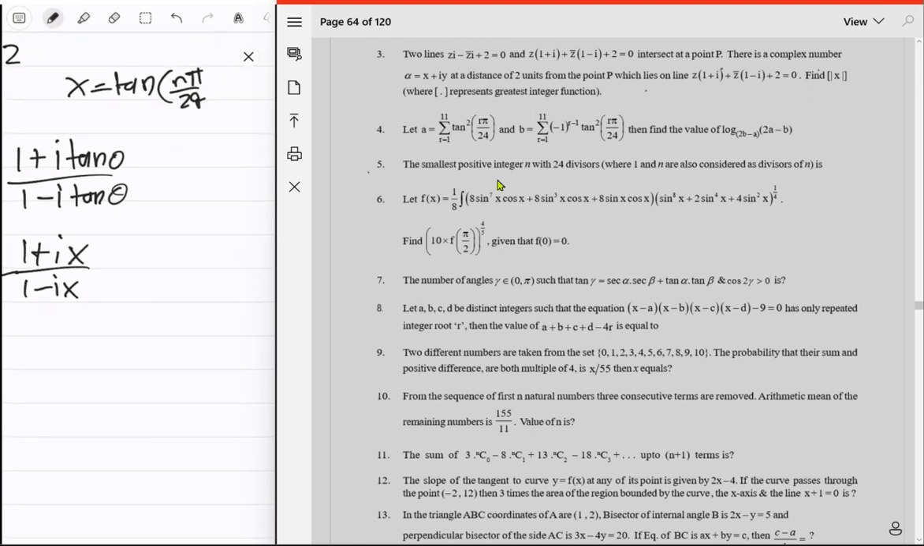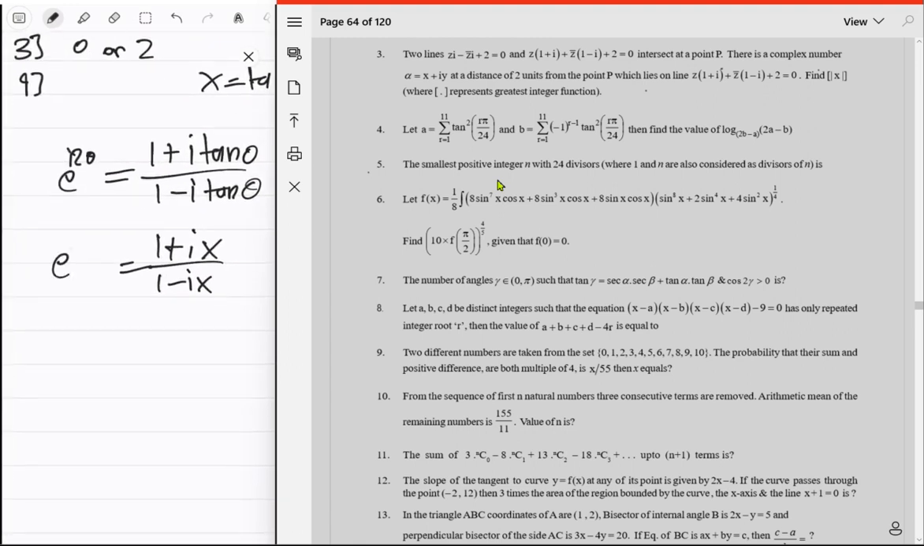Just r pi upon 12, right? So e power i r pi upon 12, and r changes, whatever. So this to the power of 24 is like e power i some even thing. But yeah, I mean that will work out. Or you can say 2 pi upon 24, that also works.